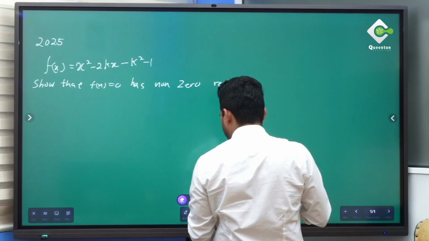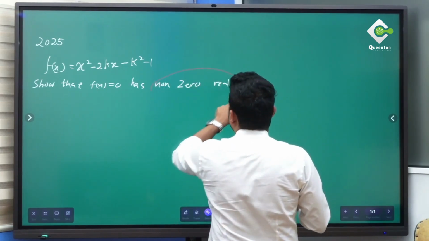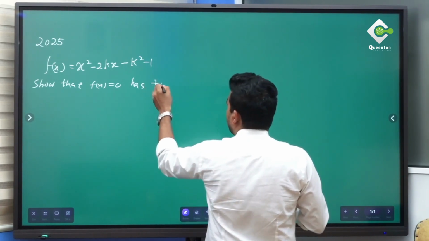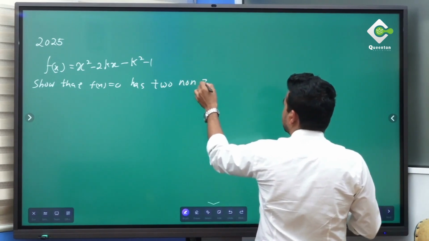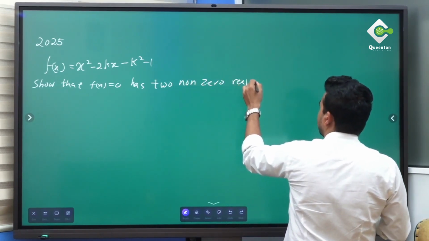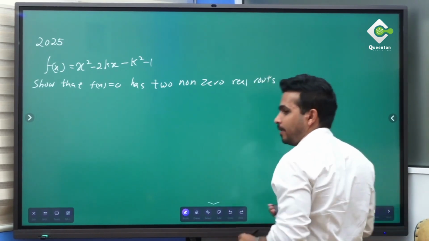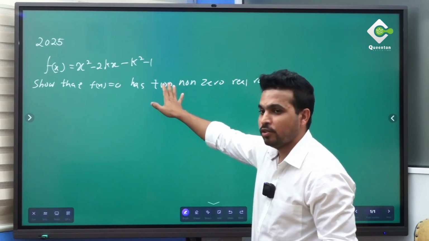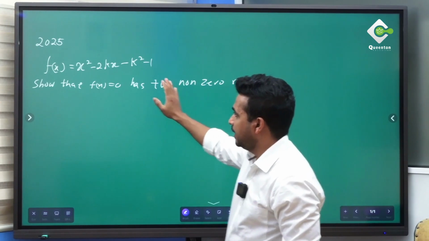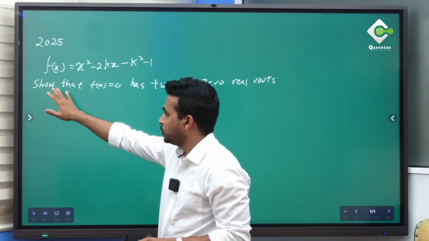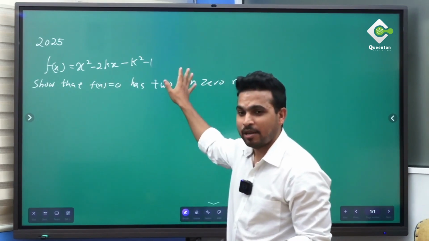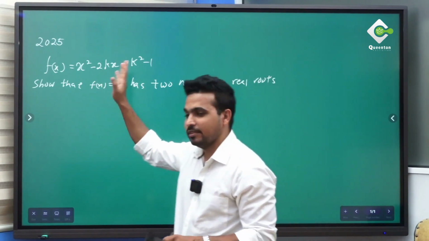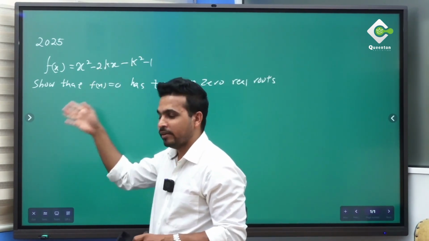Show that f(x) equals 0 has two non-zero real roots, right? If we go through the questions from 2021 to 2025, in each and every question's first part you can see: show that f(x) equals 0 has two real roots or equal roots or something like that.